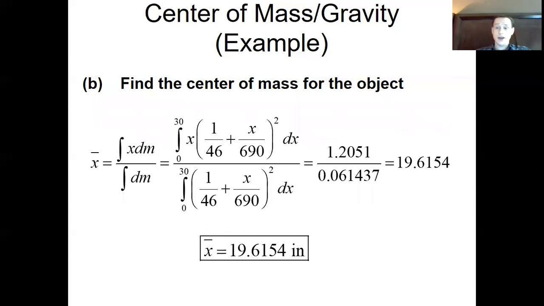Notice it's skewed. This whole bat was 30 inches. You'd think the center of gravity would be right there in the middle at 15, but it's not. Because if you look at the density equation, it gets more and more dense the closer you get to the end over here. So on this side, it's more massive. It's more dense. So there's more mass over here. So the center of gravity gets skewed over there a little bit. And it makes sense. That's 19.6 instead of 15.